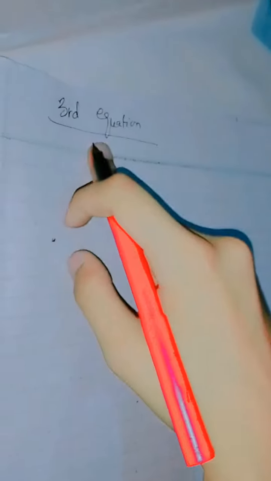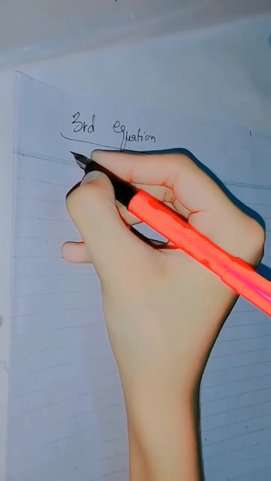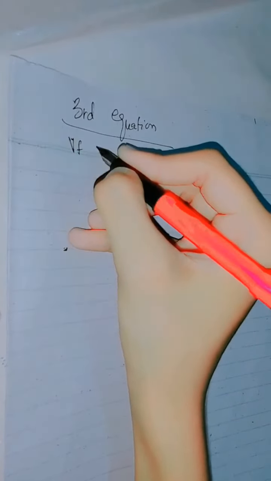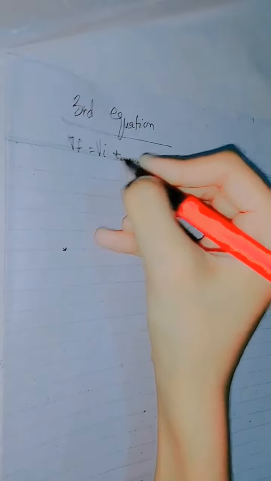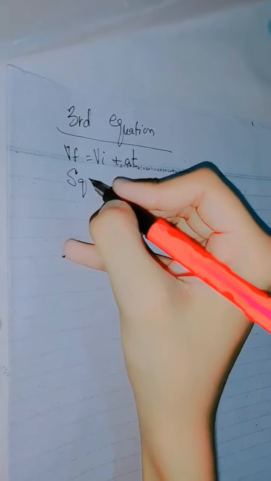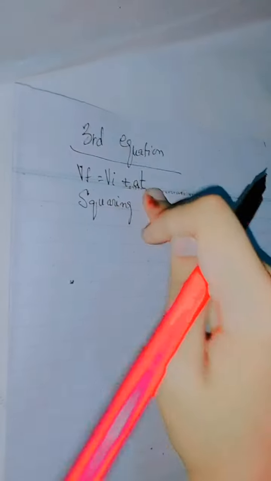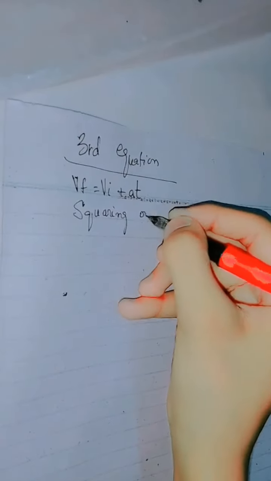Now the third equation, that is 2As is equal to Vf square minus Vi square. We're proving that. This third equation is obtained with the help of the first and second. There are some steps to derive it. First of all, we'll take the first equation, that is Vf is equal to Vi plus At. To prove the third equation, we have to take the first equation and square both sides.